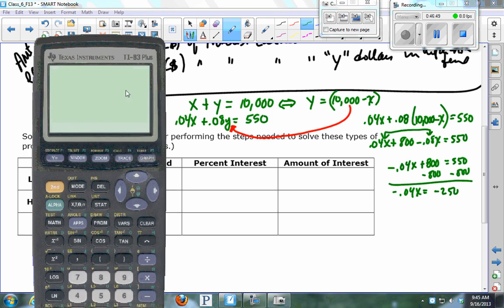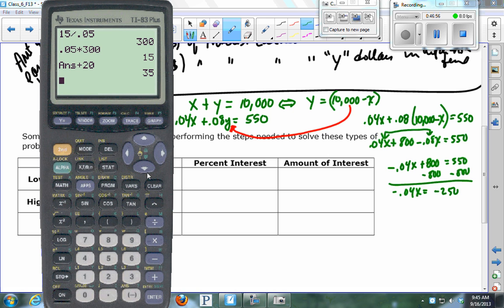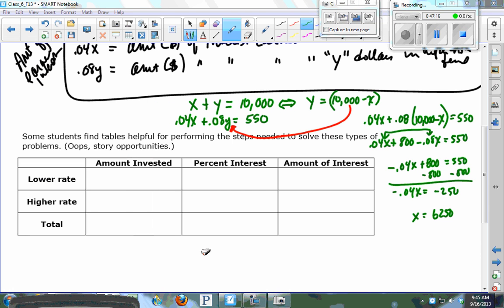Now you take out your handy dandy little calculators and you say 250 divided by 0.04, because I'm dividing by negatives, so that's just like positive 0.04. You expect a much bigger number than 250 because you're asking how many 4 cents go into 250 bucks? $6,250 is how much I would put in my lower risk fund, and then y is equal to $10,000 minus this amount, which is what? $3,750, right? And then you write your sentence.